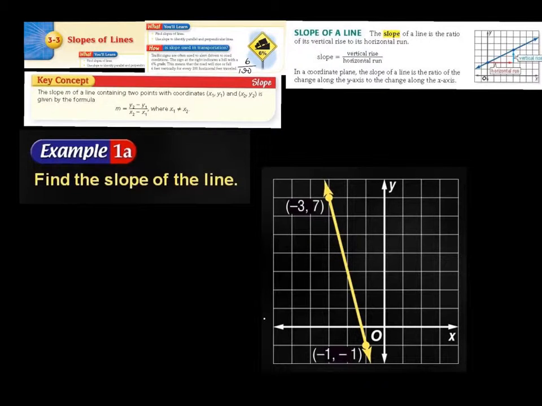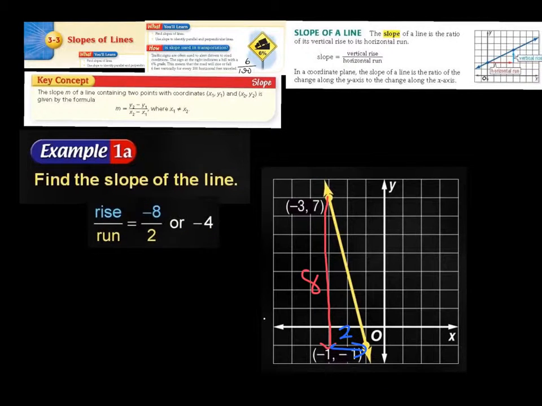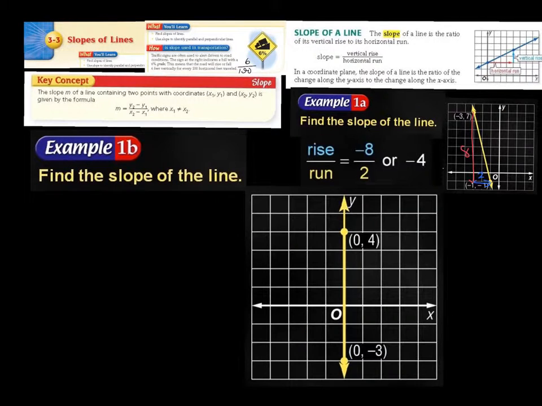So this line is going down from positive 7 to negative 1, so down 8 and over 2. Just using the basic definition of slope as rise over run, it's negative 8 over 2, which reduces to negative 4. Okay, I'm going down 7 over 0. So negative 7 over 0, division by 0 is undefined, so the slope of a vertical line is undefined.